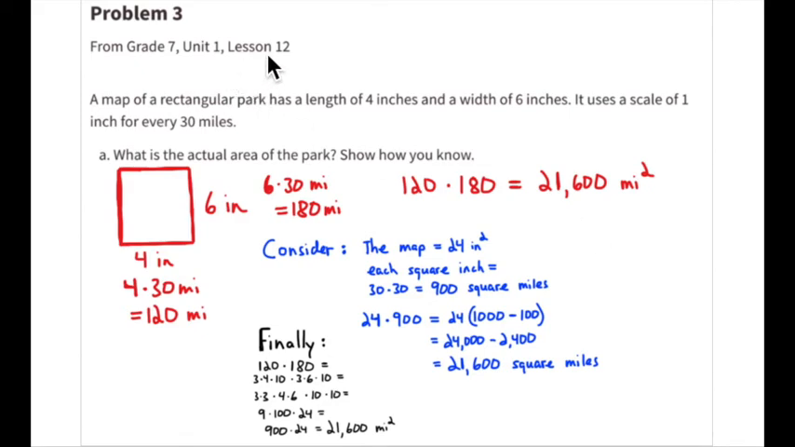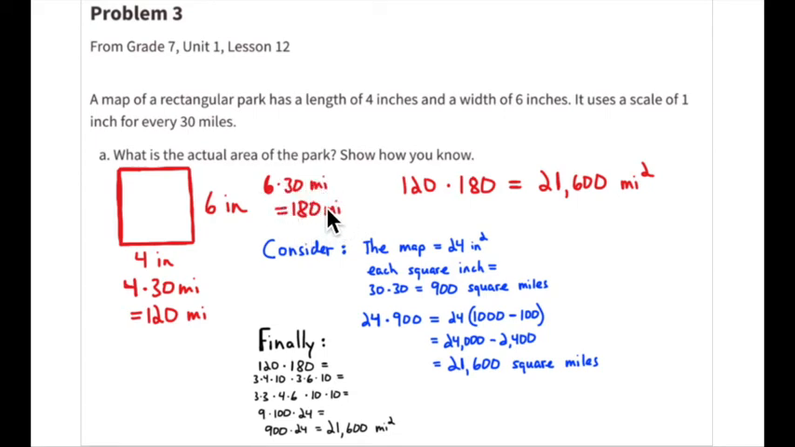This is from Unit 1, Lesson 12. And they tell you that there's a map of a park. It's 4 inches along the length, so 4 inches in the length and 6 inches in the width. And it uses a scale of 1 inch for every 30 miles. So I go 1 inch, that's 30 miles. 2 inches, that's another 30 miles. 3 inches, that's another 30 miles. 4 inches, that's another 30 miles. So this length is going to be 4 times 30 miles. It's going to be 120 miles. The 6 inches for the width is going to be 6 times that 30 miles, or 180 miles.